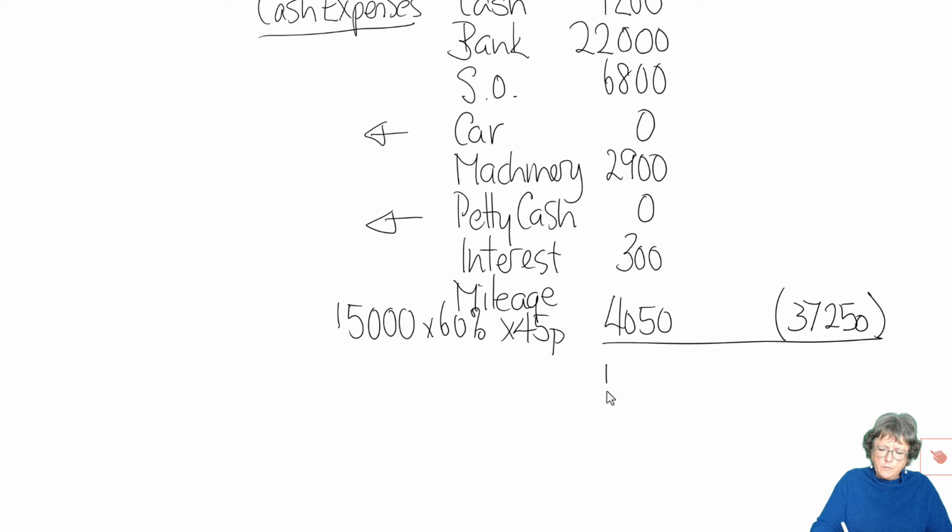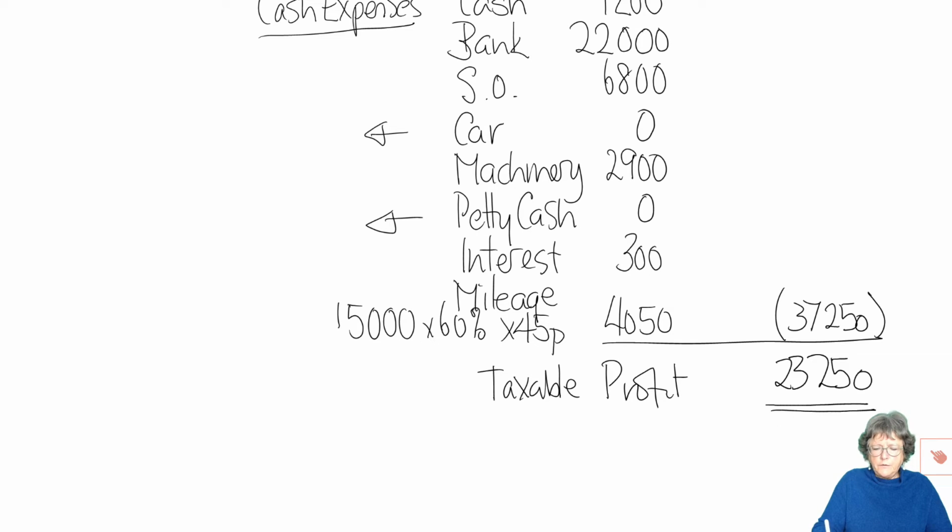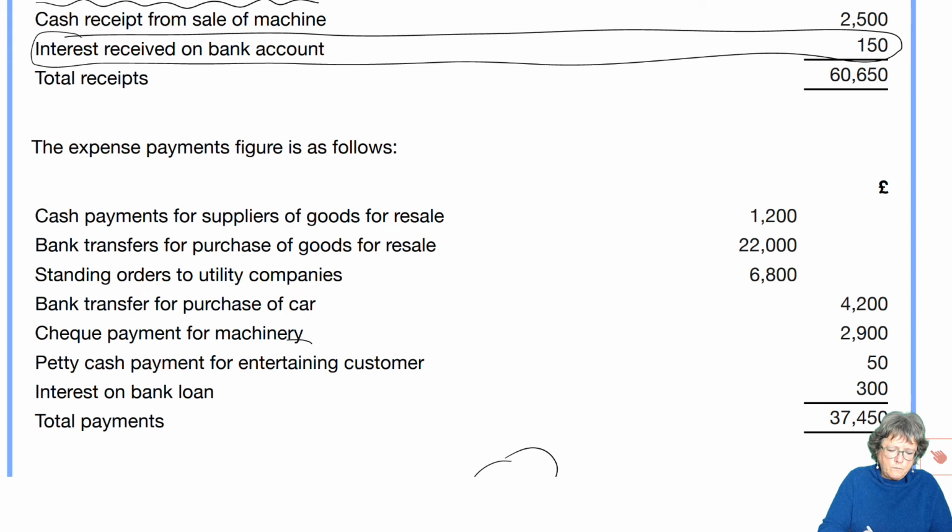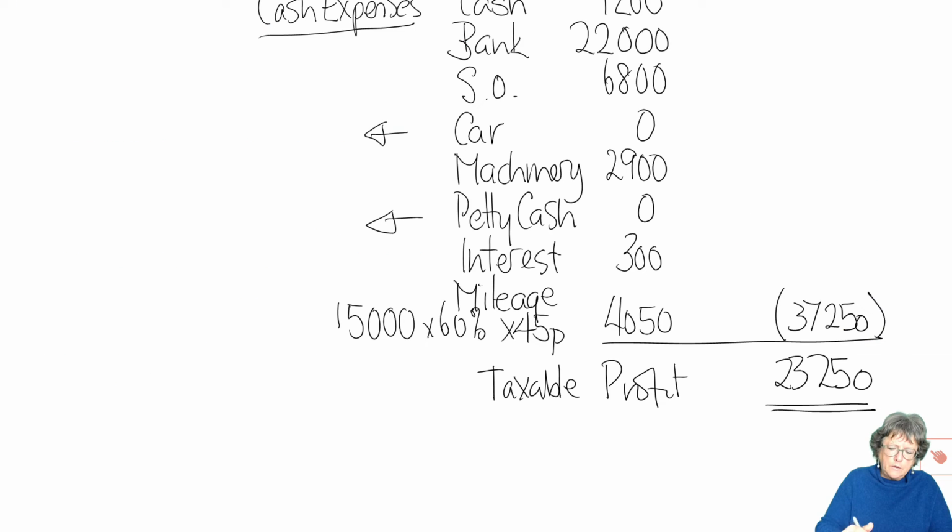Which gives us a profit, taxable profit of £23,250. The petty cash is not allowed, as there's one important word in there: entertaining. Okay, so that's not allowed. The car is not allowed because we've claimed this. Okay, so that's what's important to bear in mind.